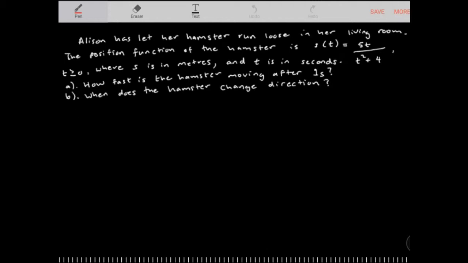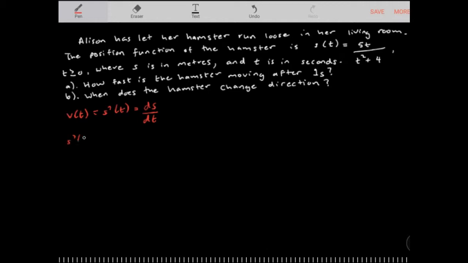Okay, so when we're looking at the speed of the hamster, we're technically looking at velocity. The velocity function, v of t, is the velocity after t seconds, recorded in meters per second. This is the first derivative of our position function, so technically you can write this as ds over dt, using Leibniz's notation. So let's find the derivative of our position function because we want to figure out how fast the hamster is moving after 1 second.